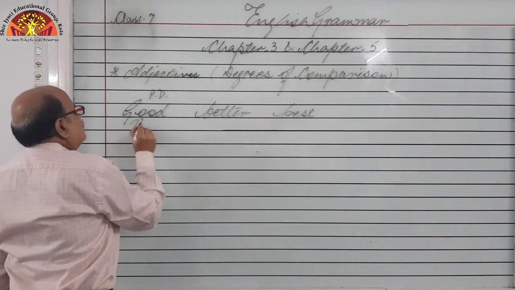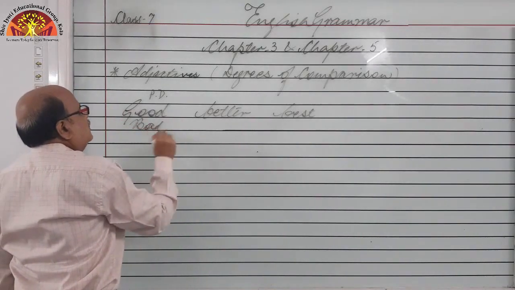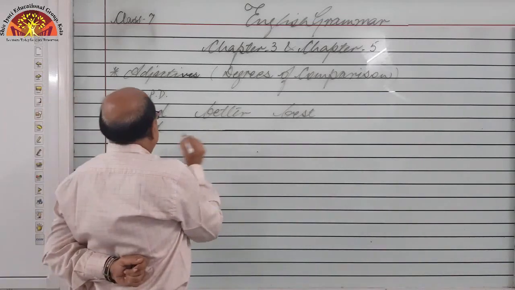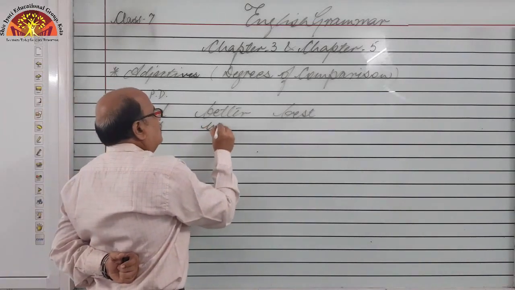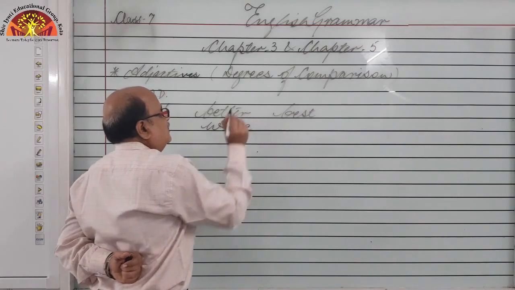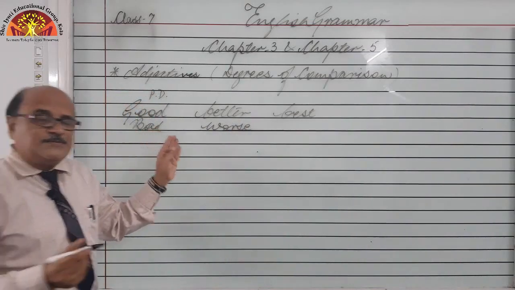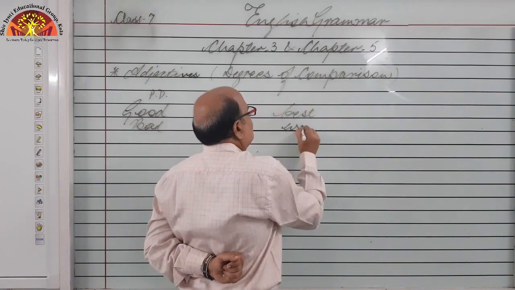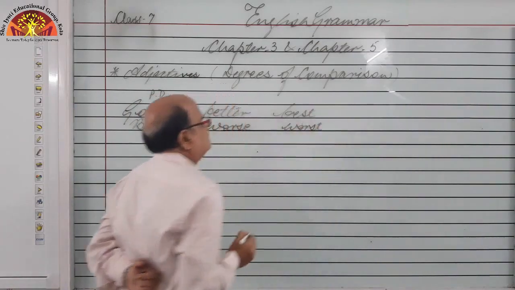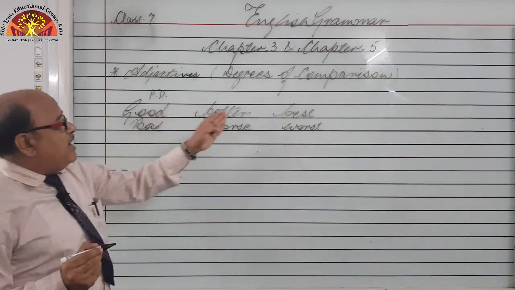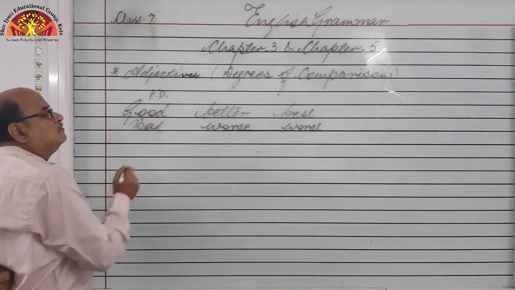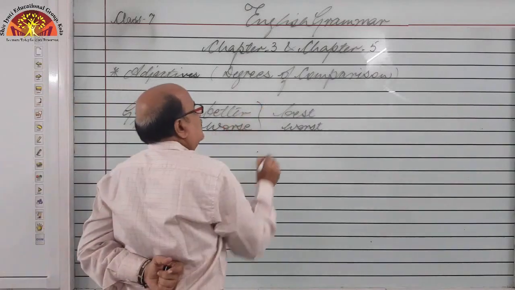Exactly. But if we are talking about the word bad, qualitative adjective, bad. So somebody is bad, but another person may be worse and another may be worst. You can see good, better, best, bad, worse, worst. But let's see their rules.